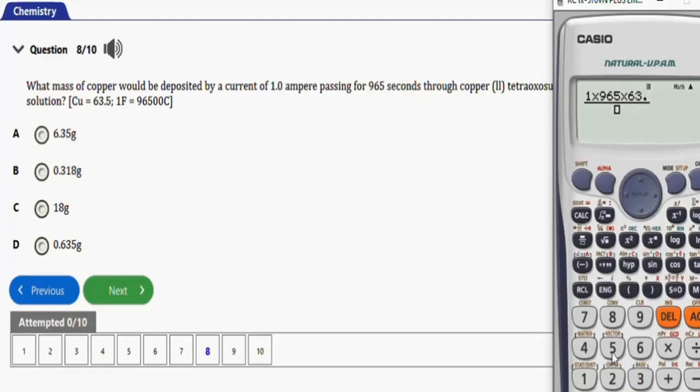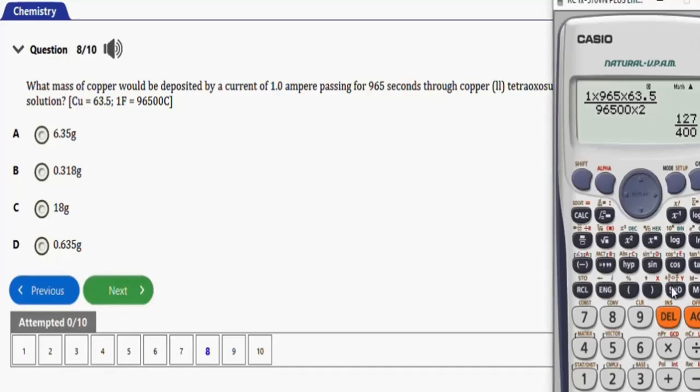63.5, then over the number of coulombs. Since it's copper ion, it is going to gain 2 electrons to form copper atom. So this shows that this is going to give us 96,500 times 2. So it's going to gain 2 electrons to form copper atom. Let's press equal to see the output.